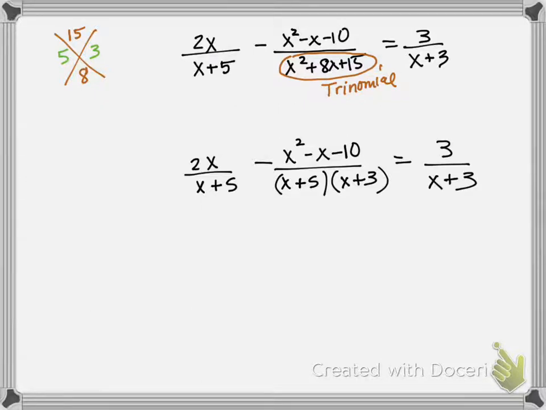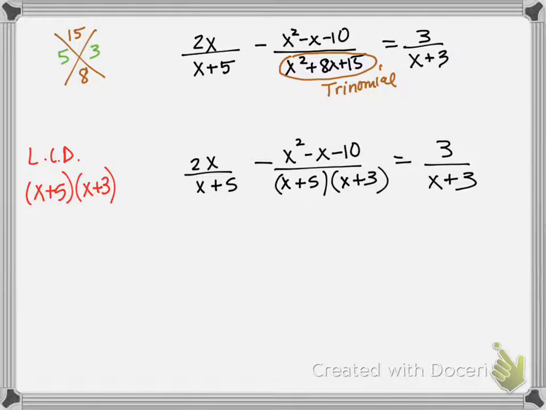So from here, I'm going to find my least common denominator. Taking a look at the first denominator, I know it has to have an x plus 5. Taking a look at my second denominator, I already wrote the x plus 5, so I don't need to repeat that. But I do have to add to this the x plus 3, and they're going to be multiplied together. And the final denominator is x plus 3, and I already have that listed, so I don't need to repeat that. So that is my least common denominator.